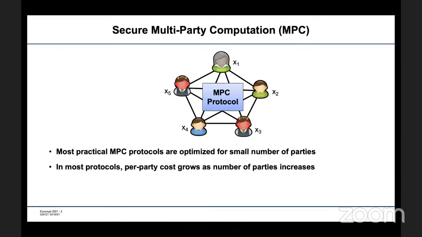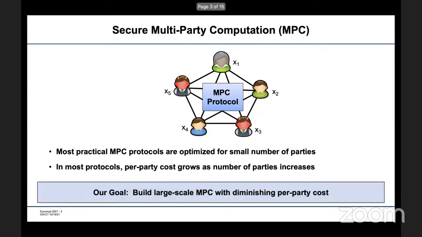So MPC research has been around for over 30 years at this point, but still most of the truly practical MPC protocols are really focused on the setting for small numbers of parties, think like 2, 3, or 4 parties. And a primary reason for this is that in most of our MPC protocols, as we add more parties, the per party cost does not decrease, and oftentimes it actually increases. And of course, this means that there's no incentive to add more parties into your protocol. To change this, we looked into how to build large-scale MPC where the per party cost actually decreases as we add more parties into our protocol.